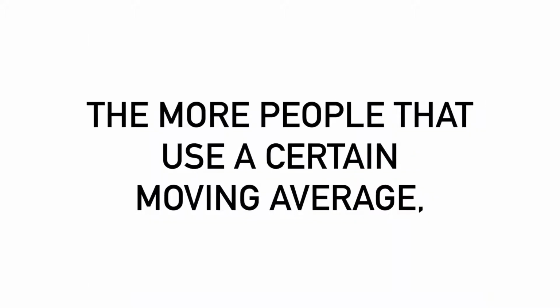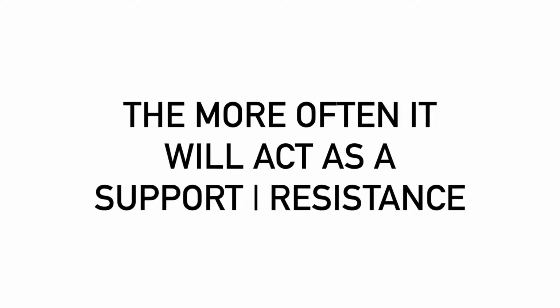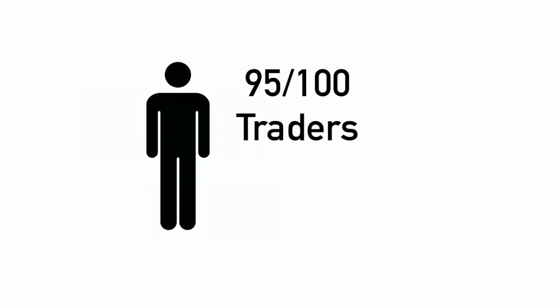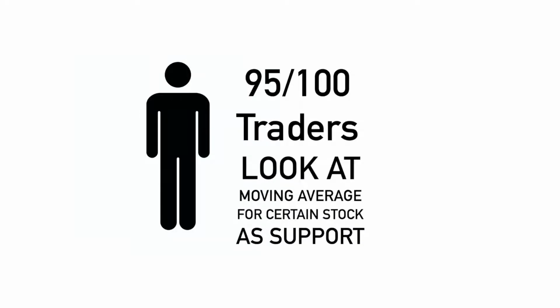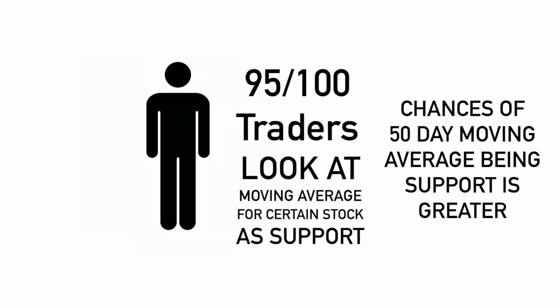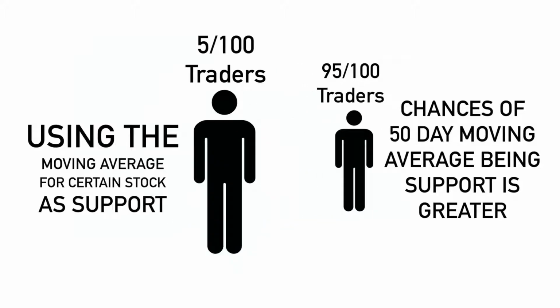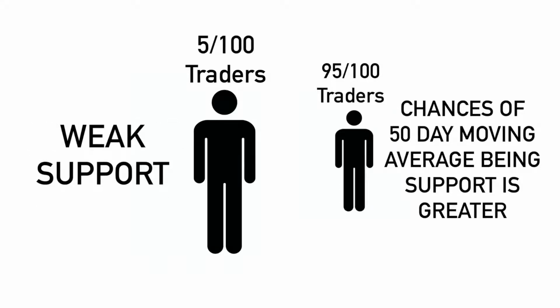The more people that use a certain moving average, the more often it will act as a support or resistance. This is called a self-fulfilling prophecy. So for example, if 95 out of 100 traders are looking at the 50-day moving average of a certain stock as a support, well then the chances that the 50-day moving average will act as a support are greater. If only 5 out of 100 traders are using the 50-day moving average of that stock as a support, well then it's not so strong of a support because only 5 people are using it.